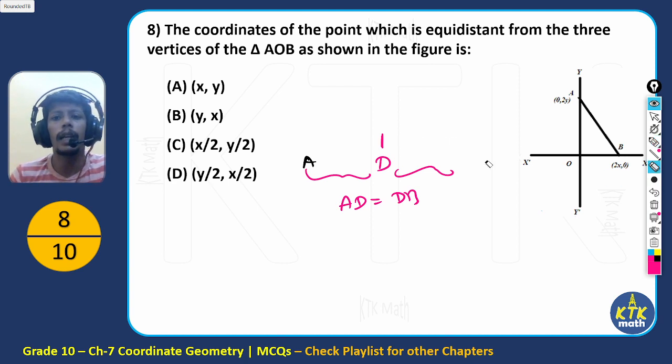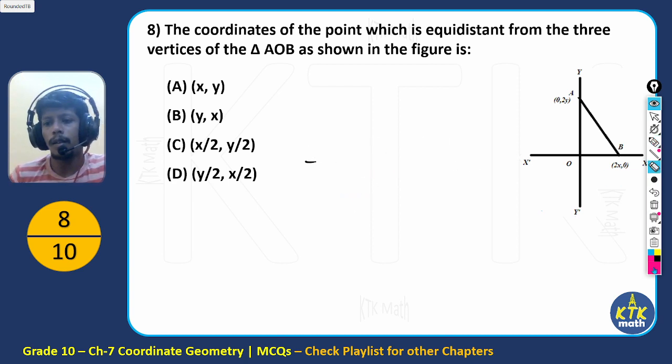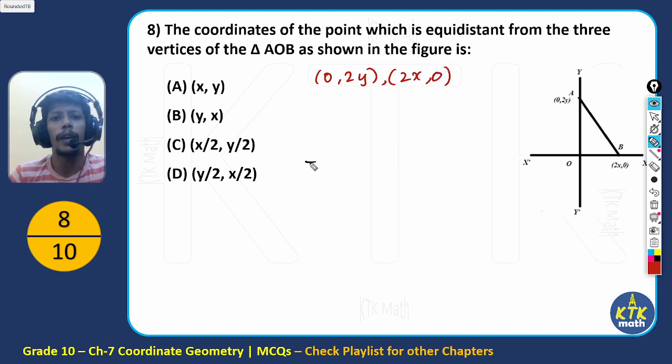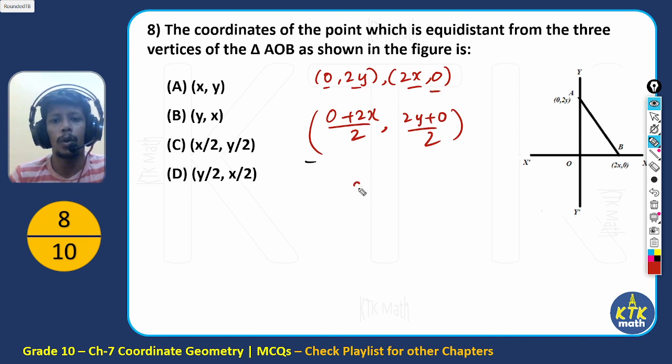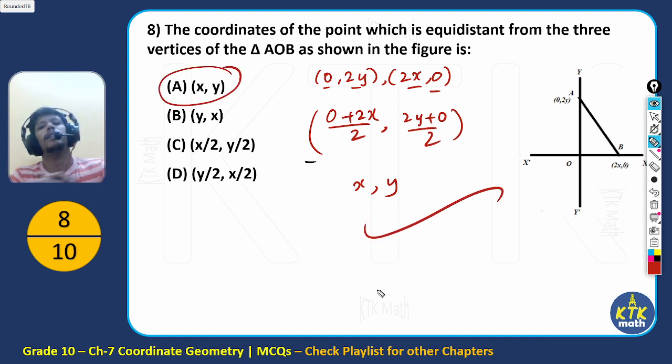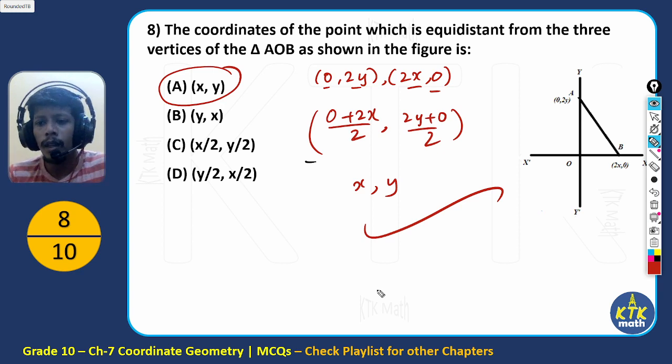So this question is ultimately related to your midpoint concept. So you just find only the midpoint of these two. So what points do they give? 0 comma 2y, 2x comma 0. So how to find the midpoint? First number plus first number by 2, second number plus second number by 2. So 0 plus 2x by 2, 2y plus 0 by 2. Here 2x by 2 will give x, 2y by 2 will give y. So x comma y is the answer. It's an easy one, man. Don't panic by seeing the diagrams or questions or options. Once you try to understand the question, then this is going to be ultimately easy.